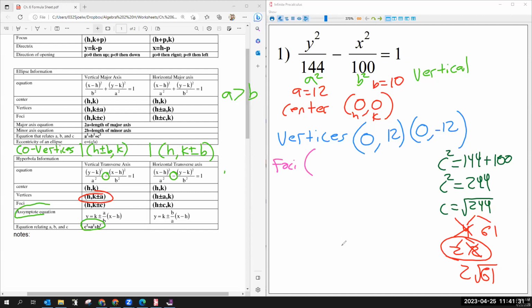So where are my foci? And yeah, if you want to do plus or minus, really you could have done plus or minus with both the foci and the vertices on this one. Questions on that one? So despite the fact that we moved on to a different shape, that was extremely similar to what we did with ellipses, right? Okay. Go ahead and try number 2.